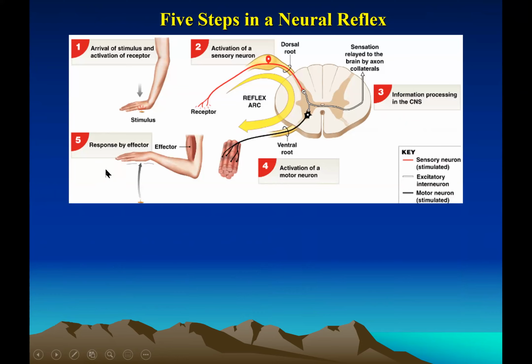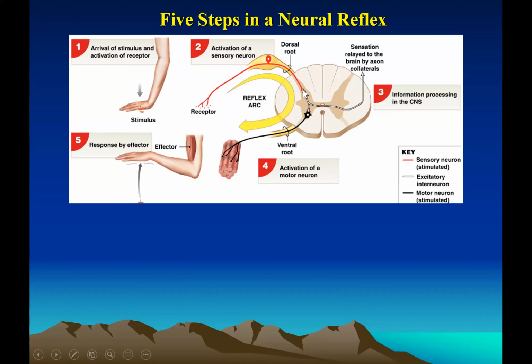This is a picture of the neural reflex. So this hand is accepting a stimulus, maybe like this hand is touching something hot. The stimulus is perceived by the receptor cells here. So, arrival of the stimulus and activation of the receptor. As soon as we receive that, an action potential will be triggered, right? So it is activation of the sensory neuron. The message is flying up the neuron at lightning speeds. So that is the activation of the sensory neuron.